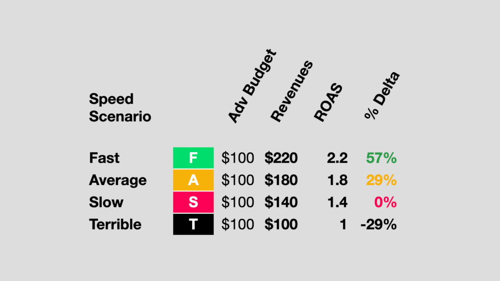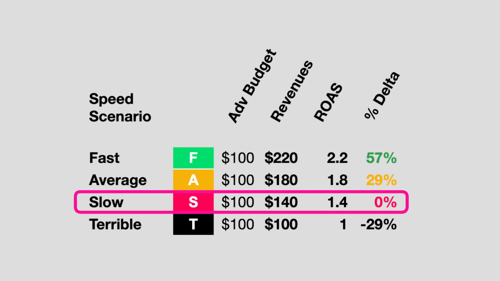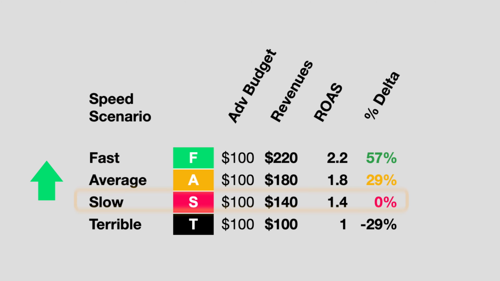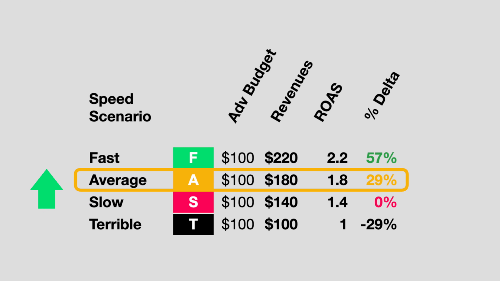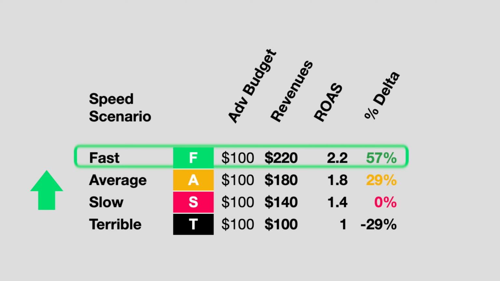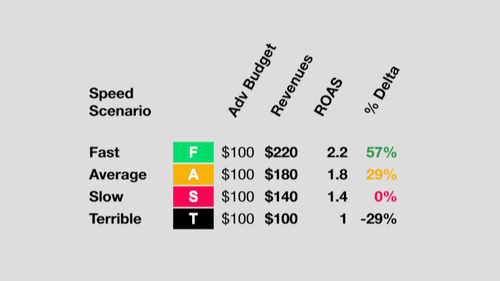I made this little optimization scenario. From the slow simulation, we are starting with a slow website where we're investing $100 to sell $140. From this process, we can see how by optimizing loading and interaction speed, we can unlock up to 29% with an average optimization. And by bringing the website up to fast speed, we can unlock the full potential, up to a 60% increase in revenues and return on ad spend.